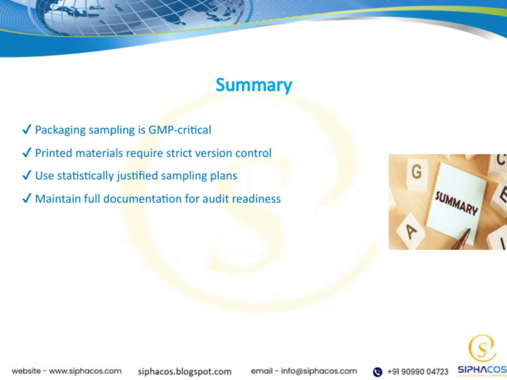Third, using statistically justified sampling plans helps us make informed decisions about quality control, ensuring our sampling is both effective and efficient. And finally, maintaining comprehensive documentation is crucial for audit readiness. Having all records organized and complete means we're prepared for any inspections and can demonstrate our compliance at any time. These points really tie back to our overall goal of ensuring product integrity and regulatory compliance throughout the manufacturing process.